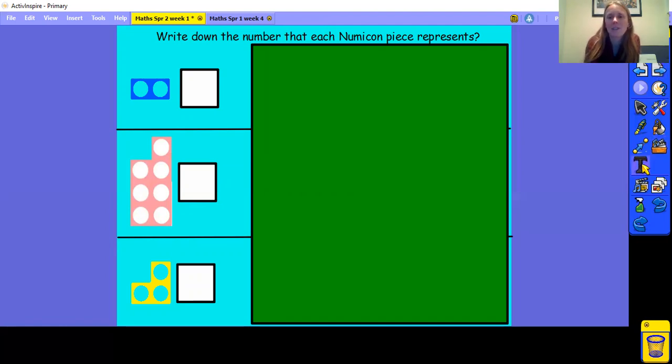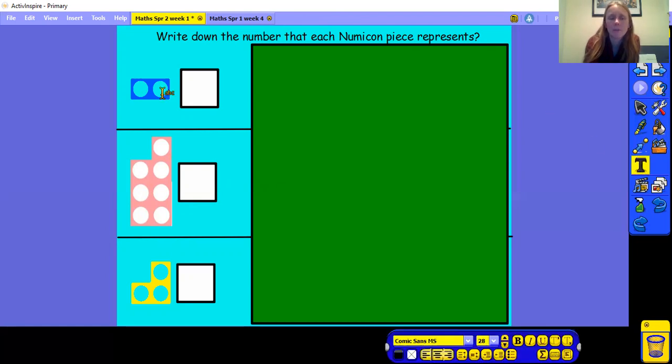Okay, let's have a look. What Numicon piece is this? Yes, the number it represents is 2. What about this one? That's right. The number that it represents is 7. And this one? Yes, it represents the number 3.